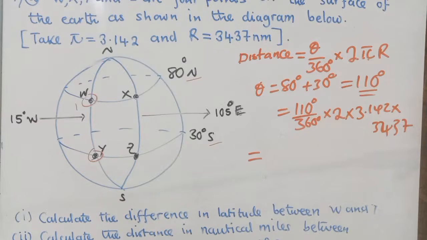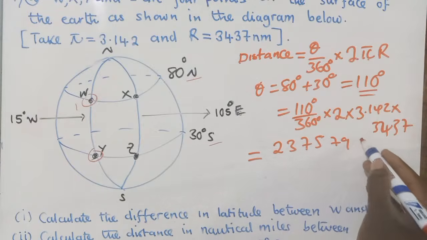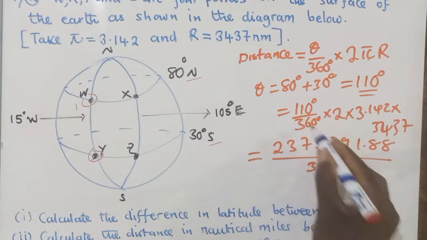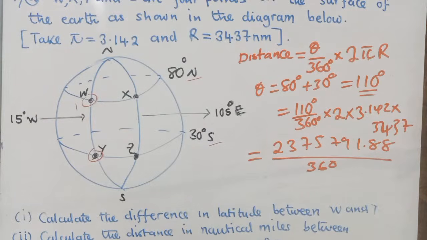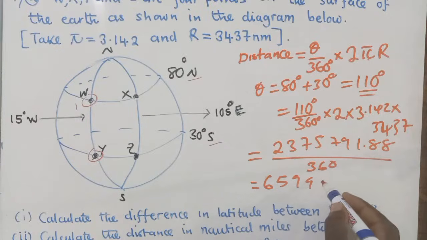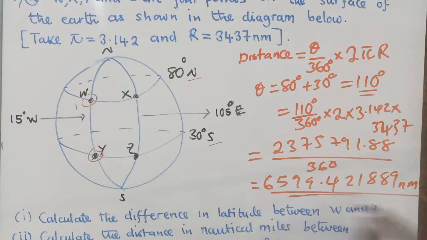So you say 110 times 2 times 3.142 times 3437, okay? It's giving you something like 2,375,791.88. Now this value over 360, which is down here. So you divide by 360, and you are getting something like 6,599.421889 nautical miles. You put the units. So this is our answer.